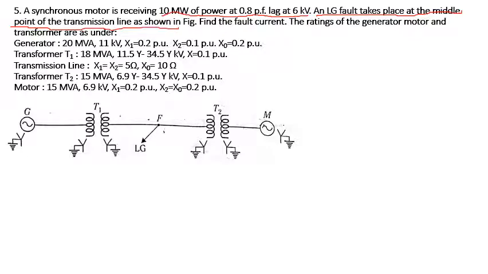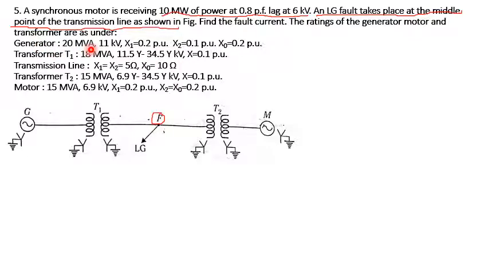Okay, so here the fault is at this point, in the middle of the transmission line. We need to calculate the fault current. The ratings of the generator and motors are given in the parameters.